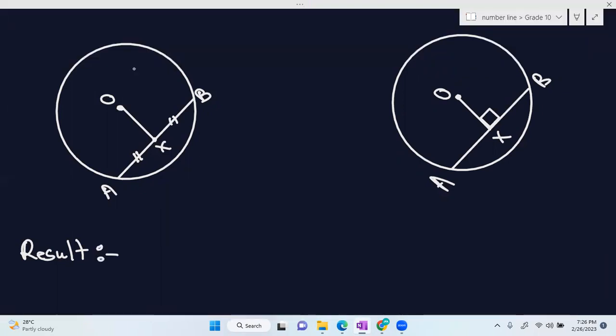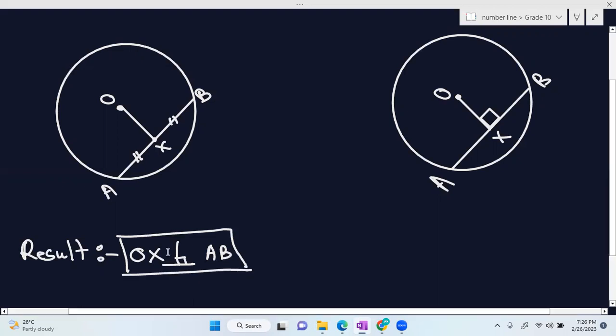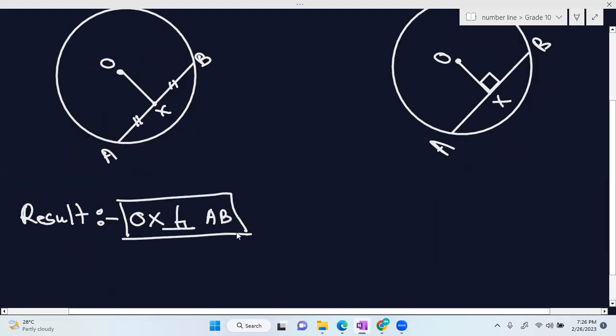AB and OX are perpendicular to each other. Or we can say that the straight line segment which joins the center of the circle and the midpoint of the chord is perpendicular to the chord. That means result is OX is perpendicular to AB. එතකොට OX AB ට perpendicular නා. හරිද? එතකොට මේක කොහොමද අපි ගානකට ඇප්ලයි කරගන්නේ?